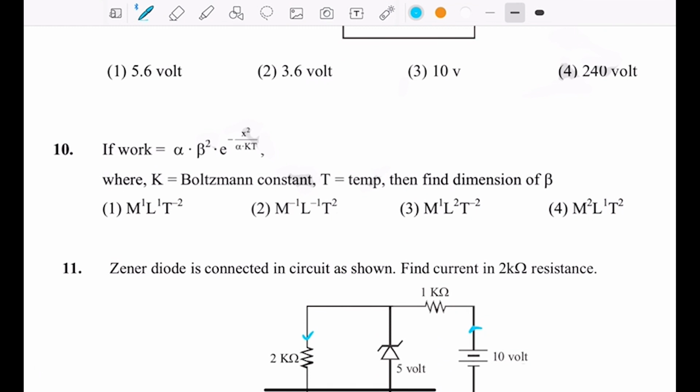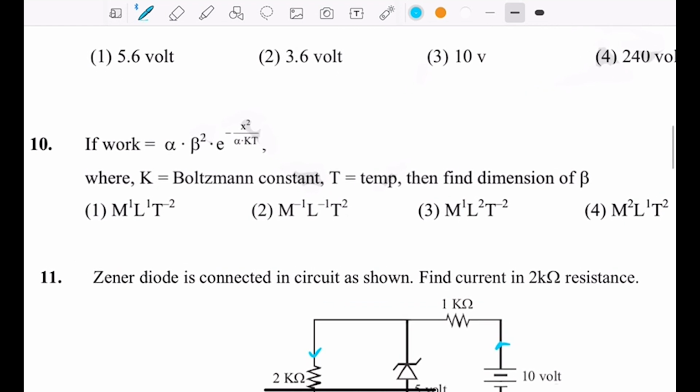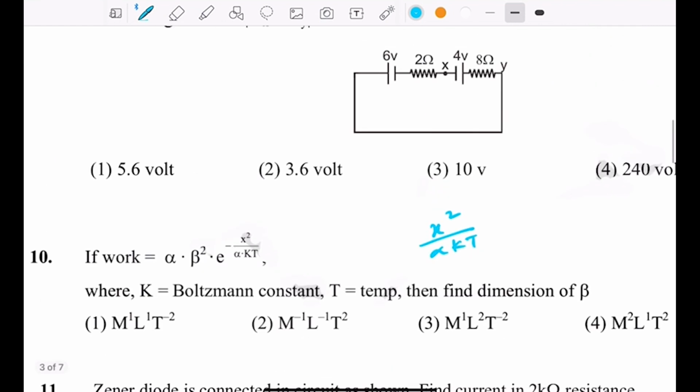Here, if work is equals to alpha into beta square into e power x square by kt, find the dimensions of beta. If I want to find the dimensions of beta, first I should know the dimensions of alpha. So here x square by alpha kt has to be dimensionless. I'll come back to this later.